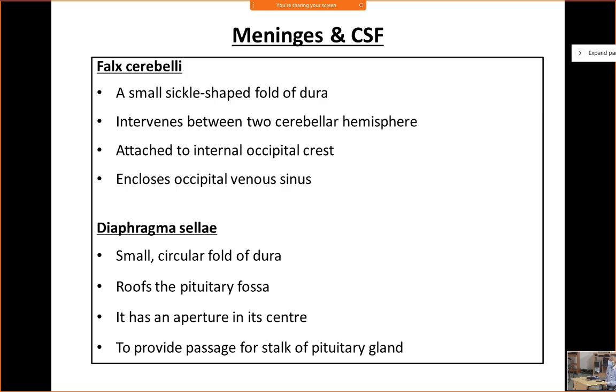It is attached to the internal occipital crest. On the occipital bone's outer aspect we have the external occipital crest, while inside we have the internal occipital crest, and it encloses the occipital venous sinus. Then your diaphragma sellae. The diaphragma sellae is a small circular fold of dura mater which forms the roof of the pituitary fossa. Already I have said it, it forms a roof over the pituitary fossa, and there is an aperture through which the stalk of the pituitary gland comes out.